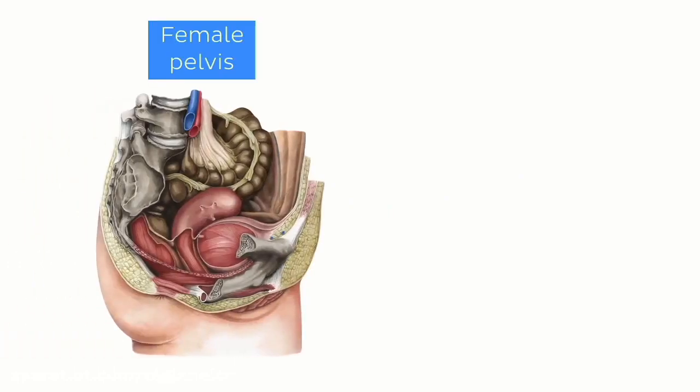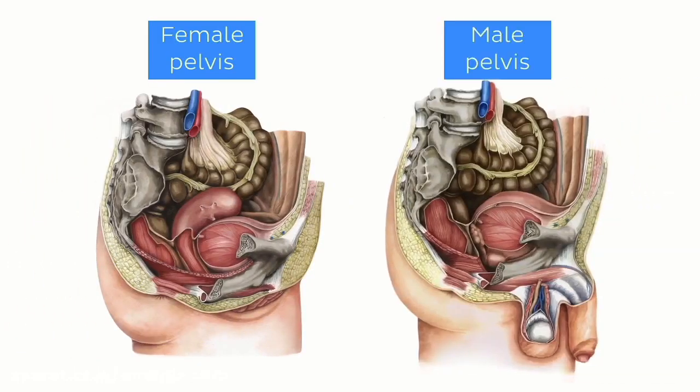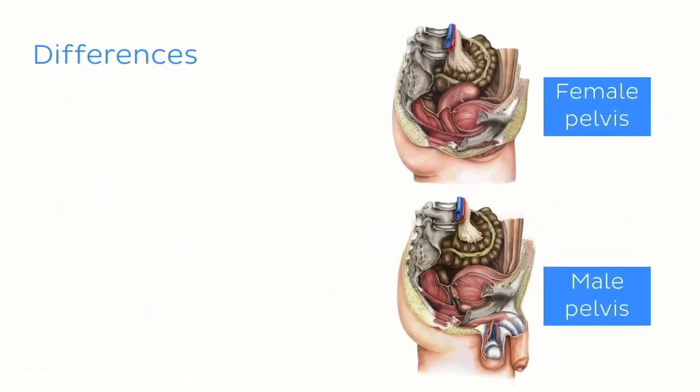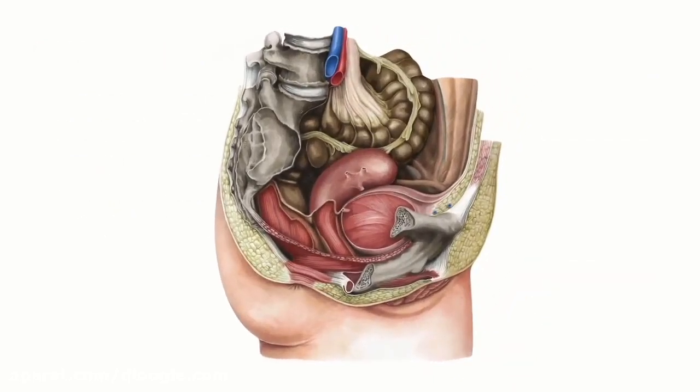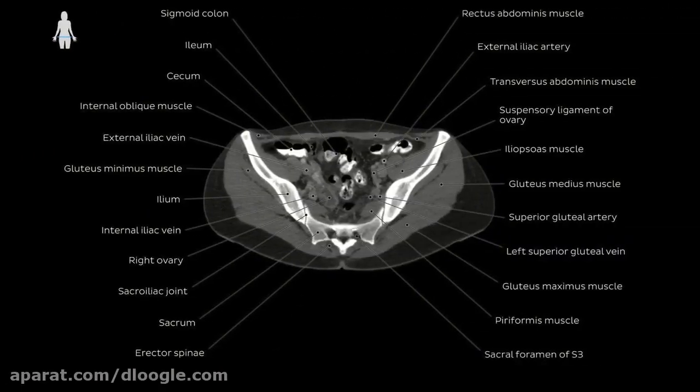The female pelvis differs from the male pelvis in many ways, such as the size and shape of the bony pelvis, but also by internal viscera due to the presence of the uterus, the ovaries, and the superior vagina. This, of course, has implications for the layout of the pelvis, which must be understood for anyone studying anatomy and how it can be interpreted in medical imaging.